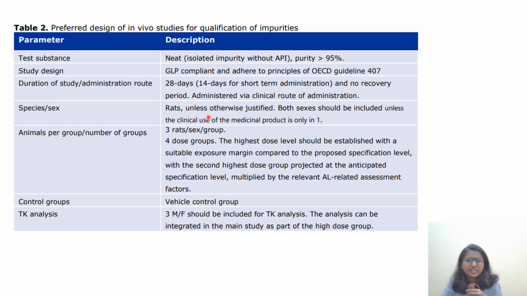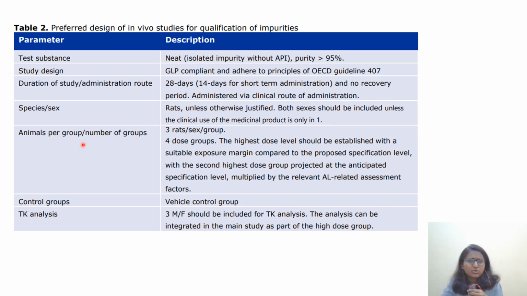Regarding species and sex, rats are the preferred species unless otherwise justified. Both sexes, males and females, should be included in the study design, unless the clinical use of the medicinal product is only in one. There are certain drugs which are used only in the male population, for example for erectile dysfunction or prostate cancer, or certain drugs used only in the female population. In those exceptional cases, a single-sex study can be done, either in male or female, as per the clinical indication.